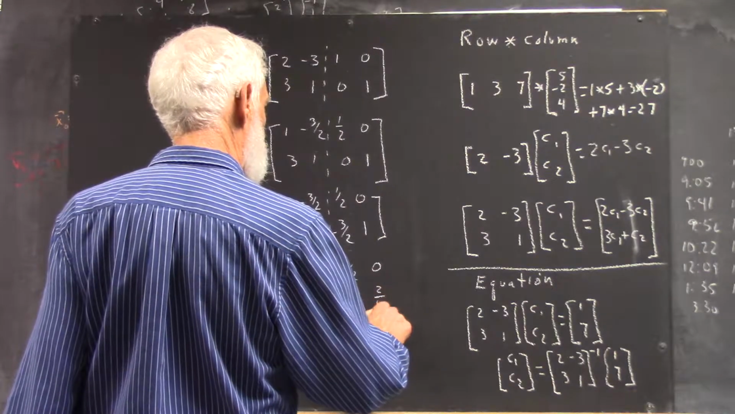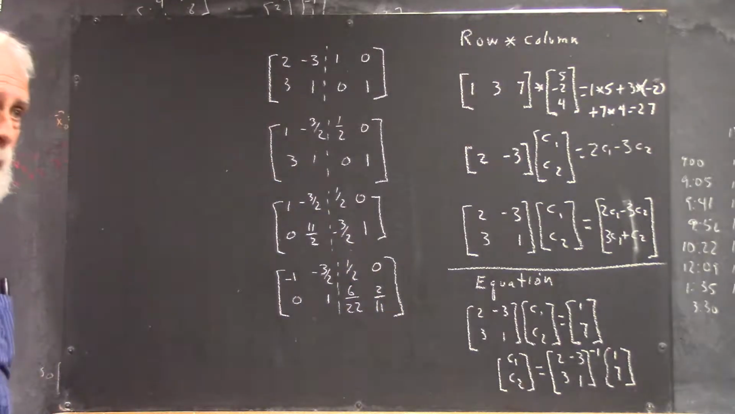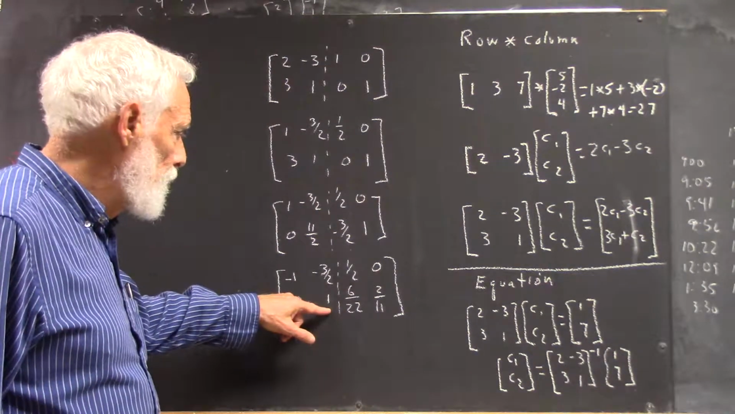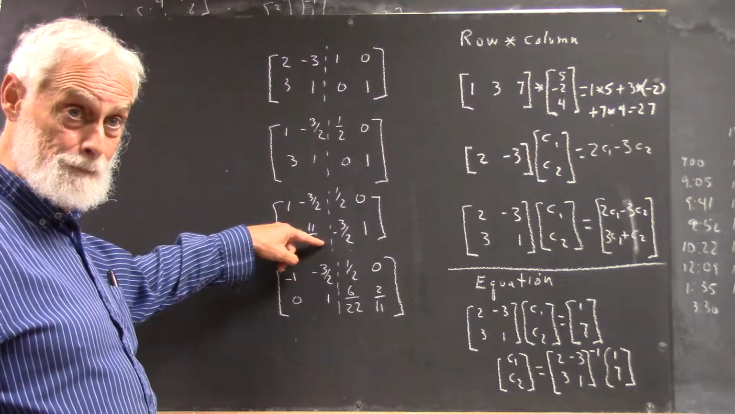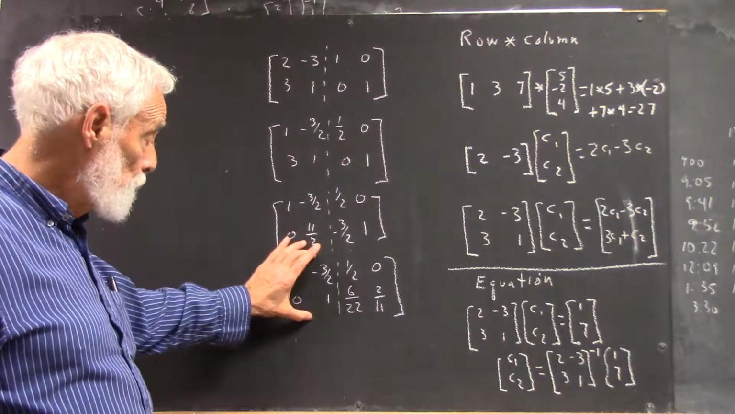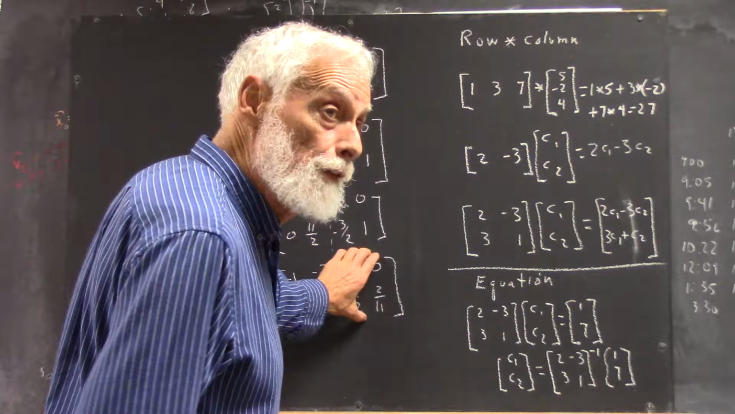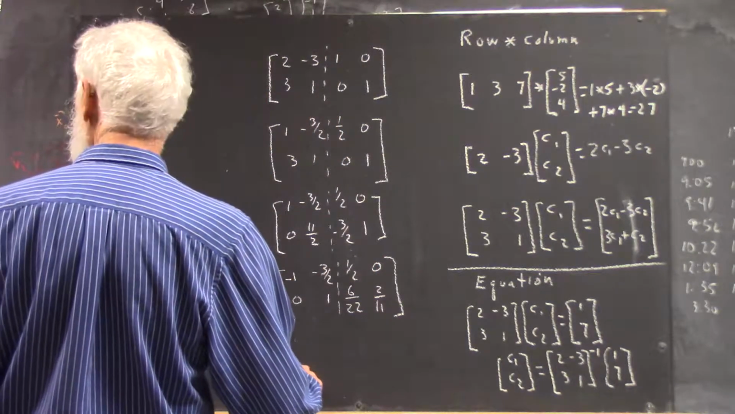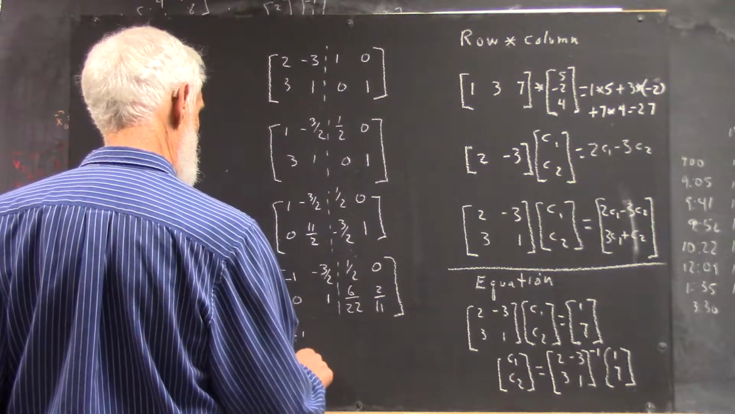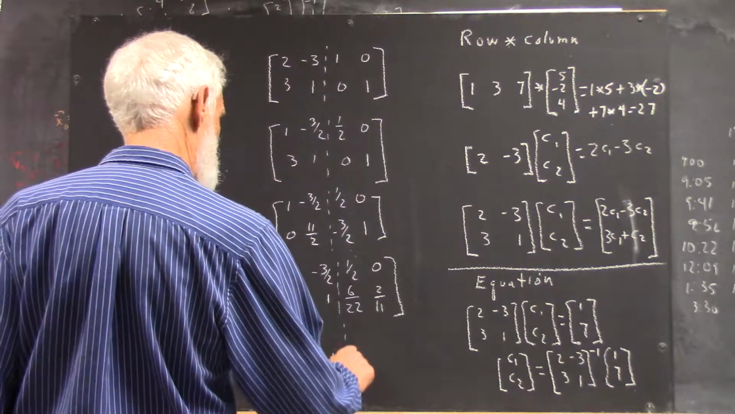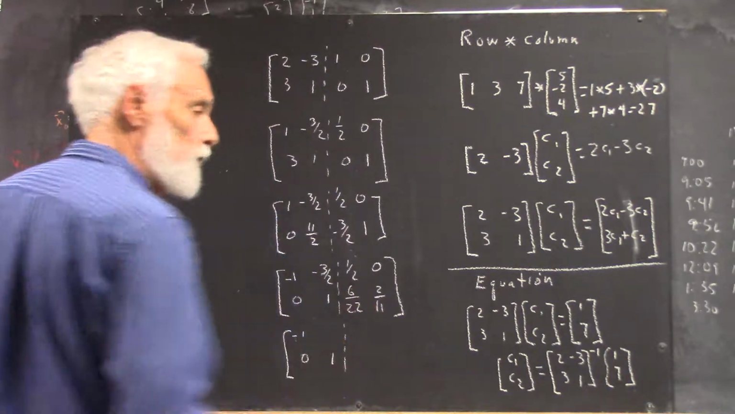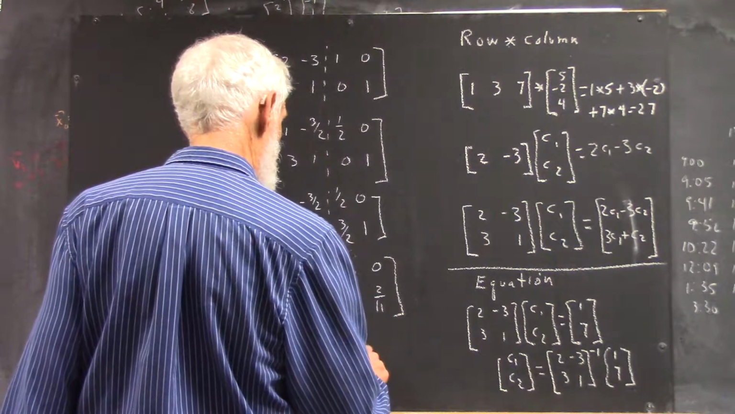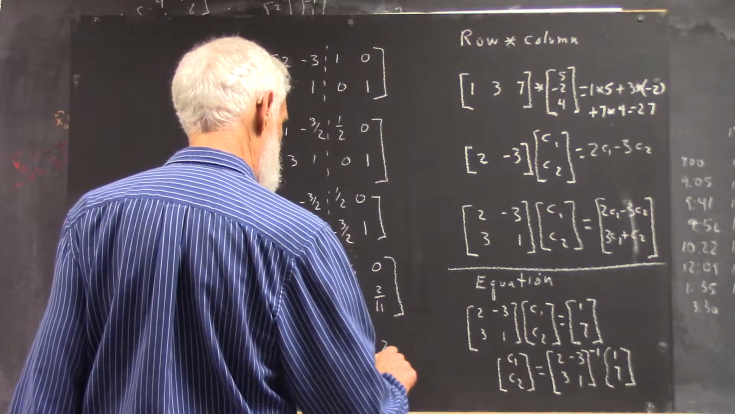Anyhow, then we do 2/11 of 1, which is just 2/11. And we're almost there. Now we just have to do -3/2 of this row added to this, and we're done. Now we'll have the identity over here, and we'll have our inverse matrix over here. Okay? So, what do I get? I get -1, I get 0, I get 1. I get the 6/22, but that's 3/11, right?